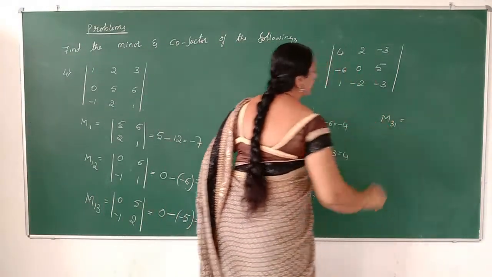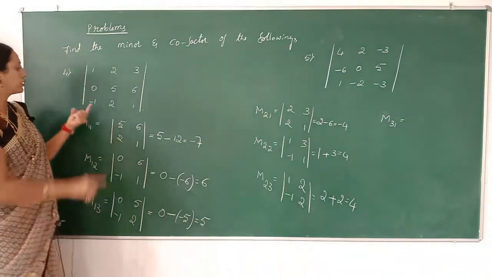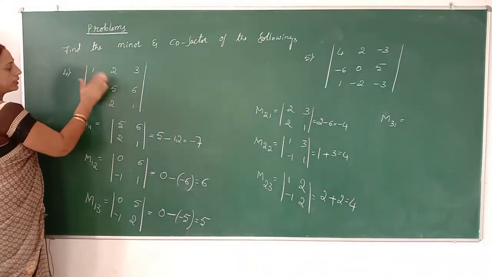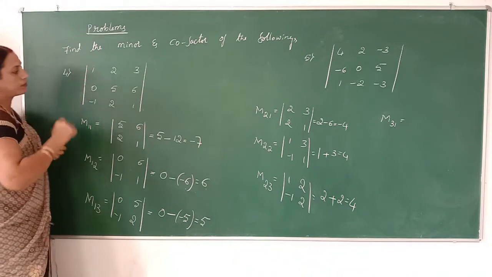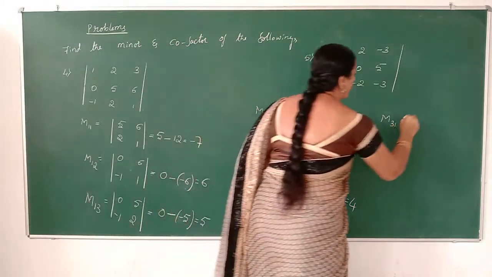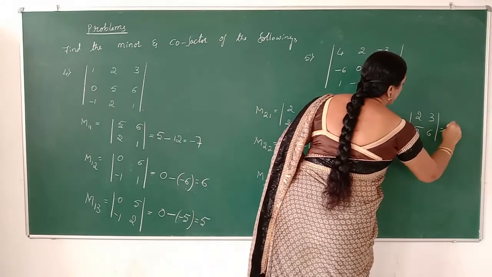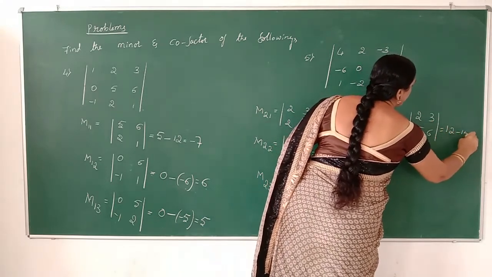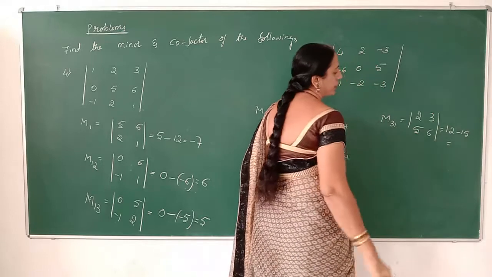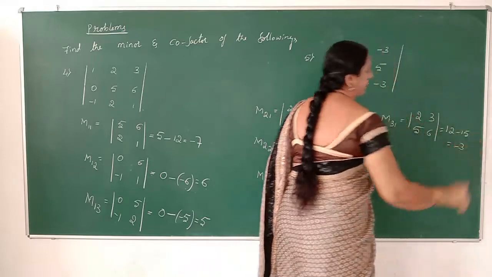M31 is an element of the third row, first column. These get neglected and the remaining elements are 2, 3, 5, 6. So the product is 12 minus 15, which is equal to minus 3.